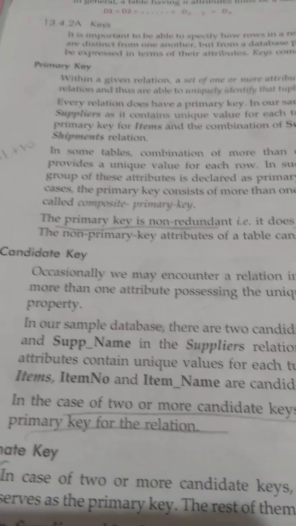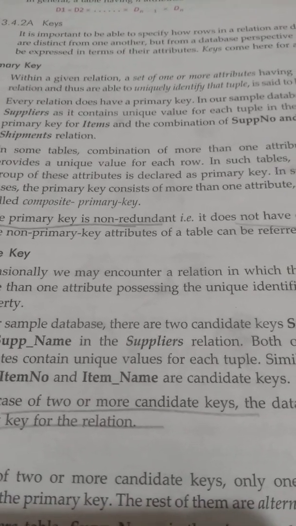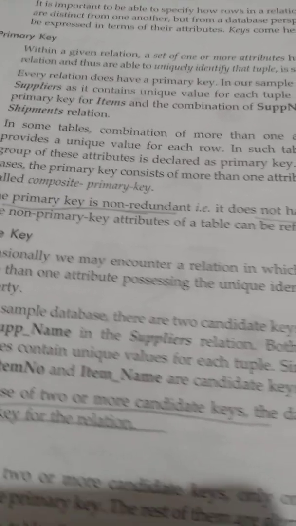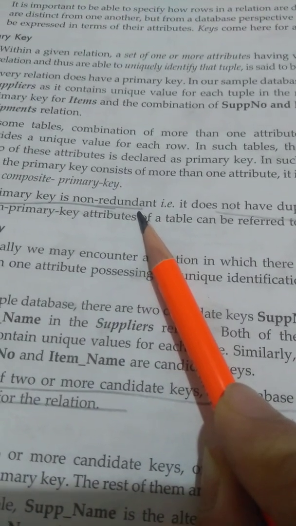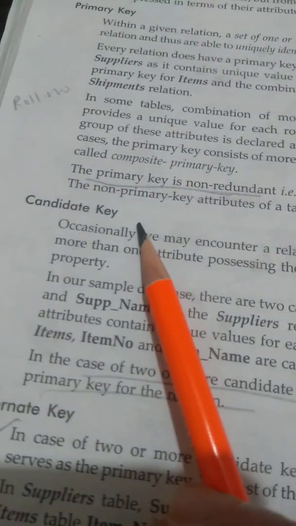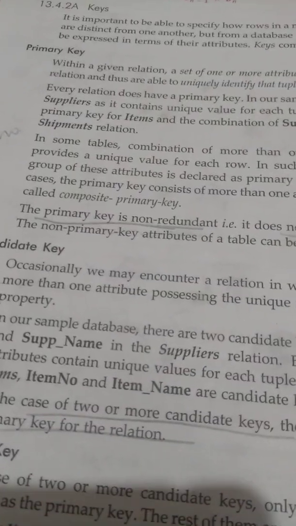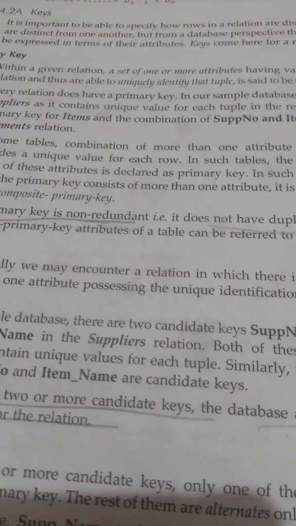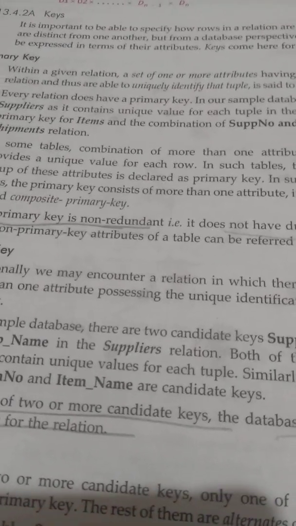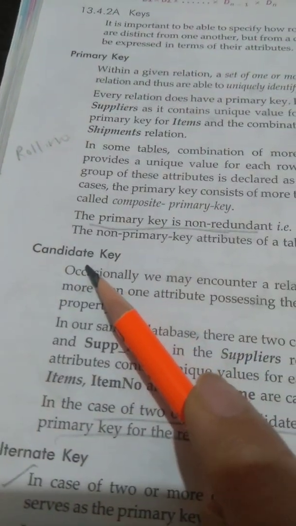Today we'll discuss our next topic, that is the primary key. As I've told you, with the help of the primary key, we can eliminate the duplicacy of data. The primary key is non-redundant, means it will not allow any duplicate data. It does not have duplicate values in the same relation. If you are declaring any field as a primary key, it will not allow any null values, and it will allow only unique values, means you can only enter unique records, you cannot enter any duplicate records.